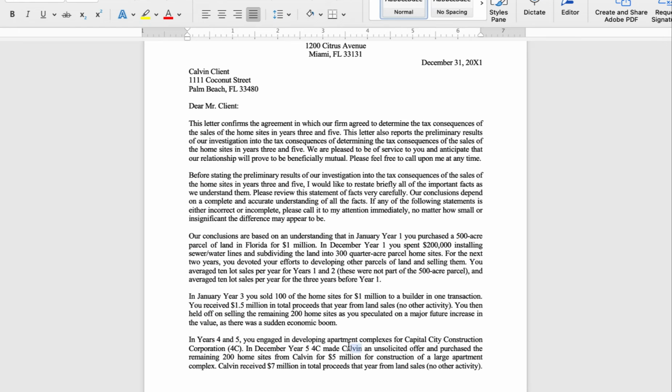4C made you an unsolicited offer and purchased the remaining 200 home sites from you, Calvin, for $5 million for construction of a large apartment complex. And then finally, Calvin, you received $7 million in total proceeds that year from land sales, no other activity.